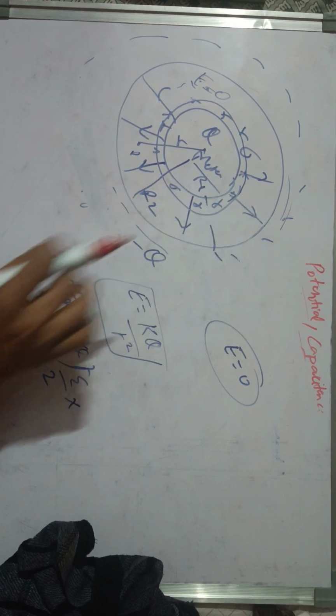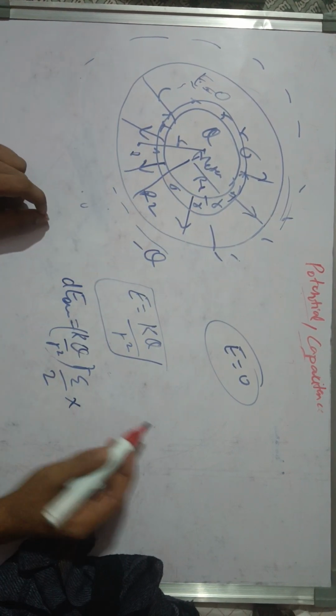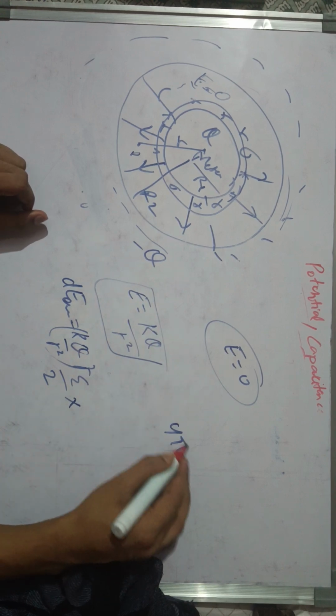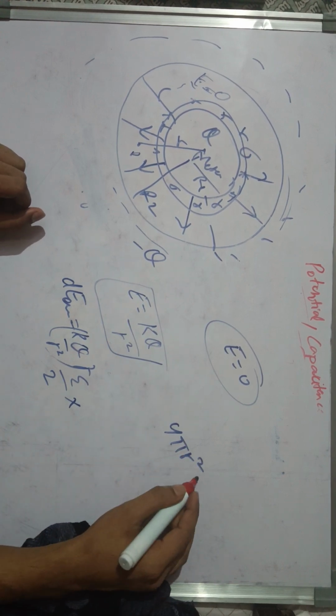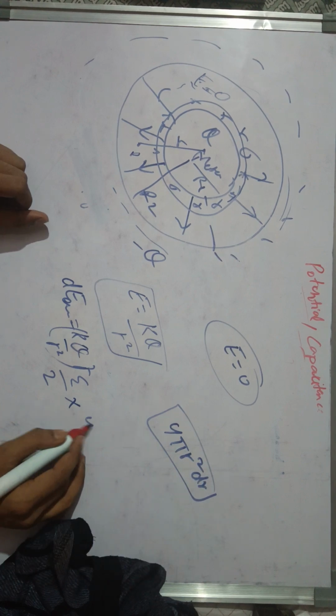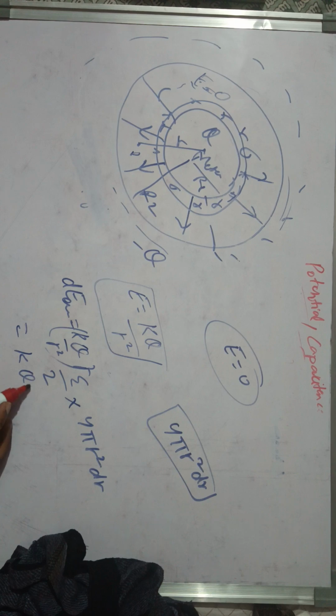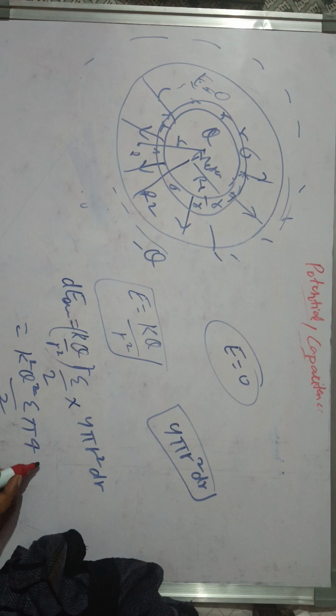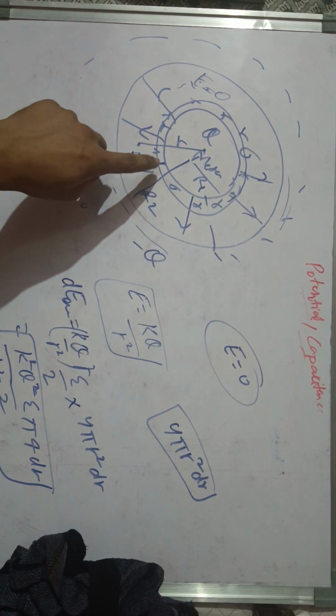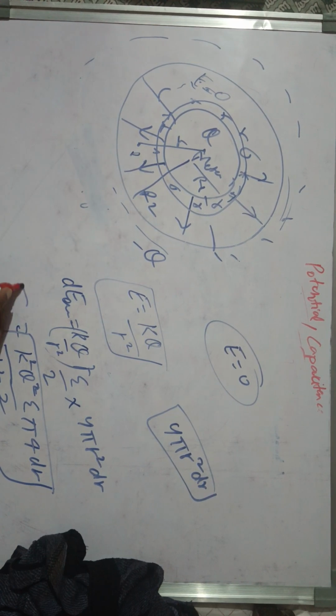Let's say this is a small shell. Its volume would be equal to 4 pi r square dr. So multiplying by the volume, we get k square q square epsilon by 2 into 4 pi r square, and the r square cancels. We get 1 r square below, and the total energy is the integration of this from R1 to R2.